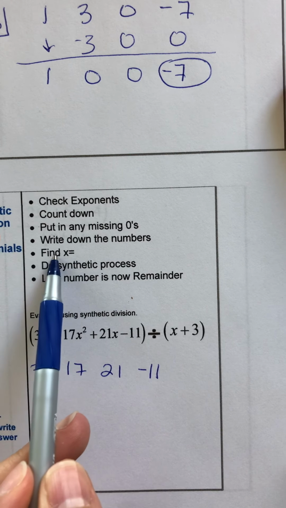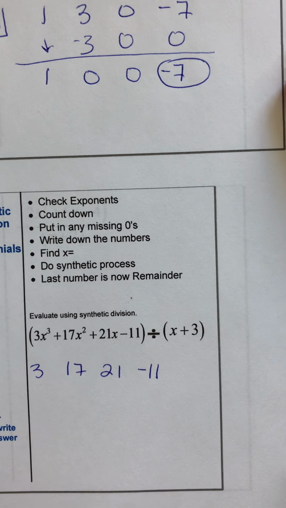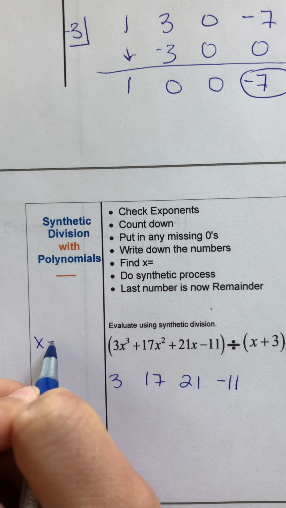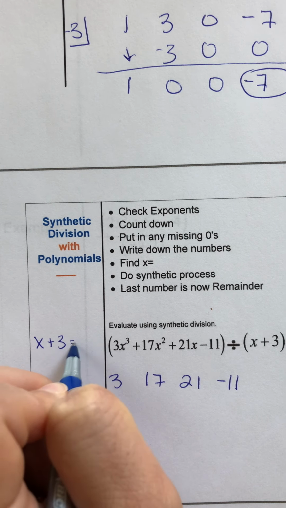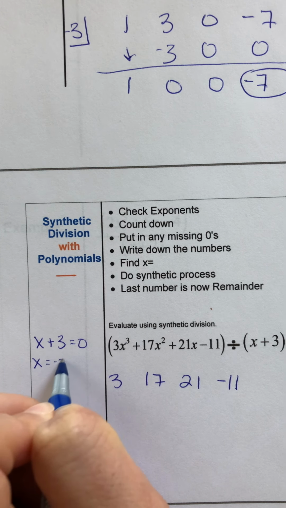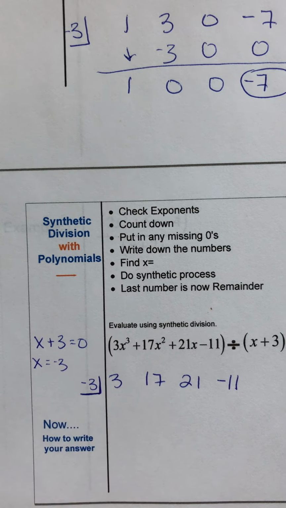All right, so then it says find x. Here we have divided by x plus 3. So we're going to say, what if we had x plus 3, set it equal to 0, solve for x, and we get x equals negative 3. So negative 3 is going to be our dividing number here.